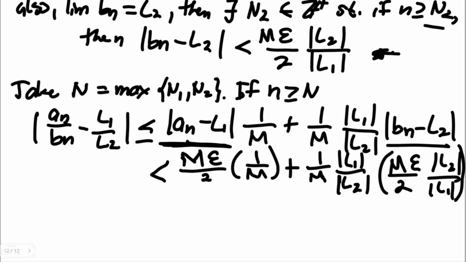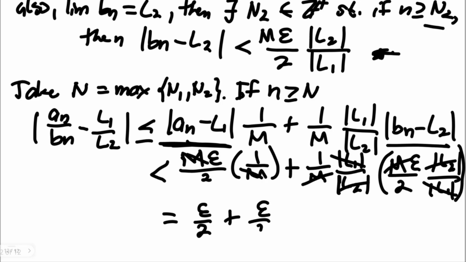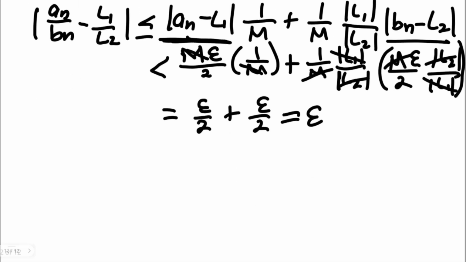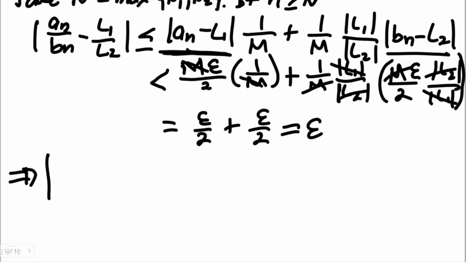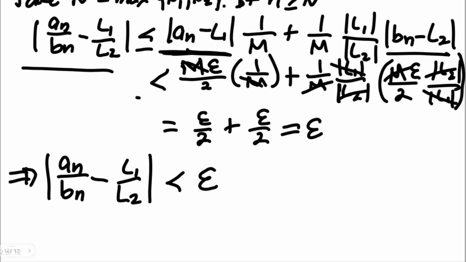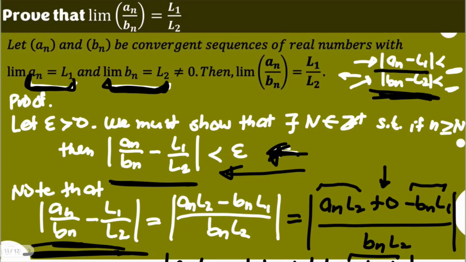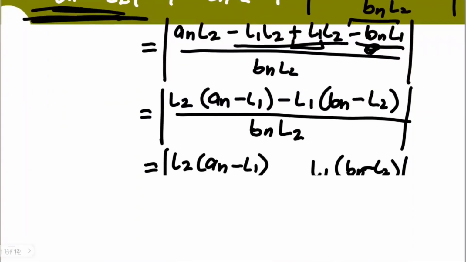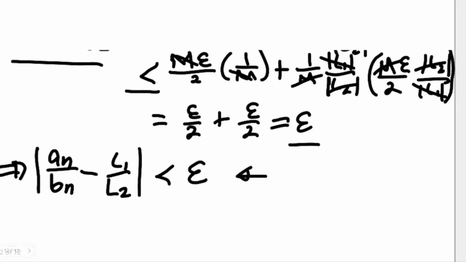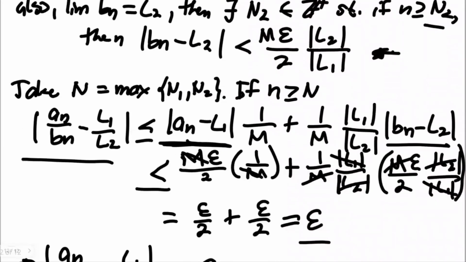Now, as we cancel everything, this is equal to epsilon over 2 plus, cancelling m, L sub 1, L sub 2, also epsilon over 2, which equals epsilon. So we have now shown that the absolute value of a sub n over b sub n minus L sub 1 over L sub 2 is less than epsilon. Take this, take that, so you have this form, and this is the end goal, the end product that we need to achieve to invoke that this is true. It really needs a lot of concepts and strategies for you to master this. So you can review this on your own time, and redo it on your own time.